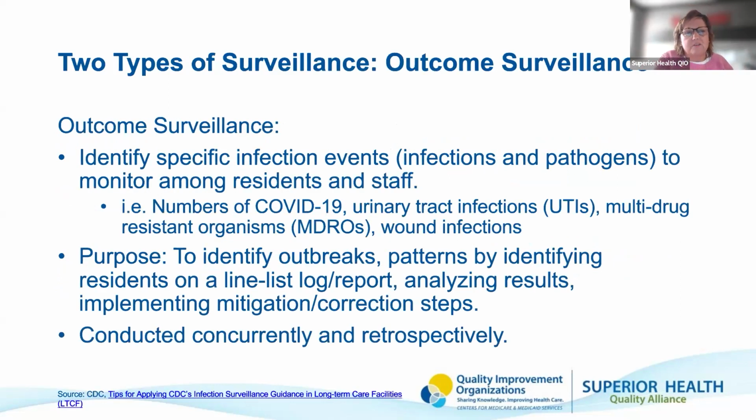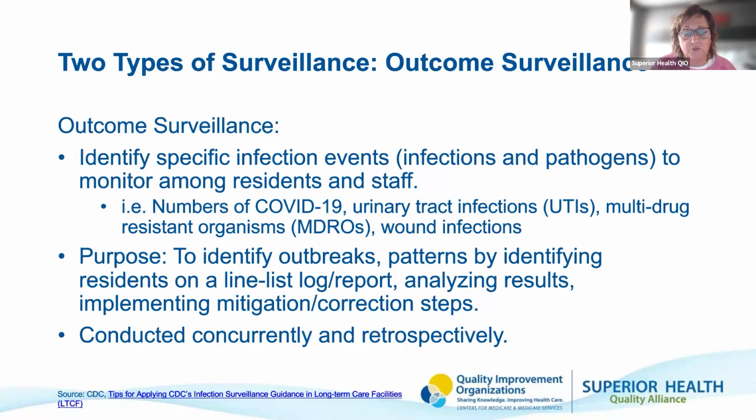Outcome surveillance is identifying specific infection events. So it's that infection and pathogens to monitor among the residents and staff. So this is like your line listing. It's how we identify the numbers of people that have certain infections. It's identifying on a map where those infections are listed. It helps us identify outbreaks and patterns.